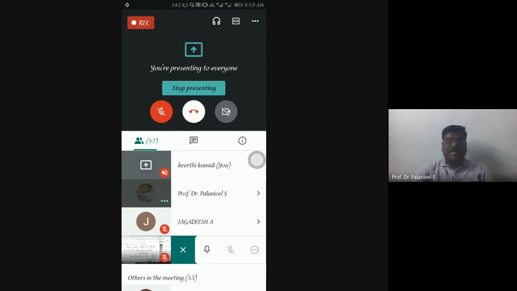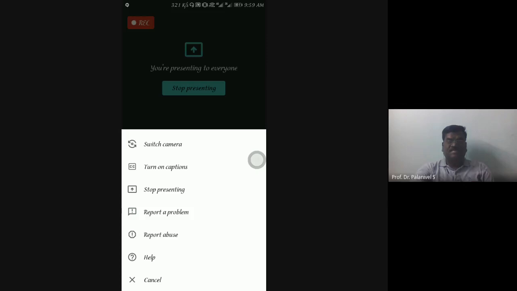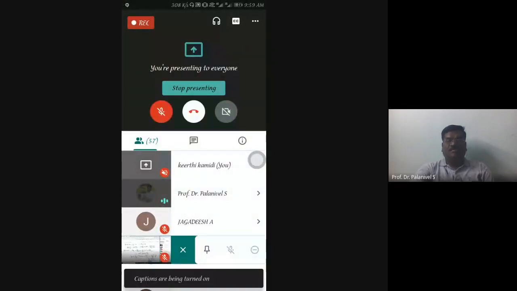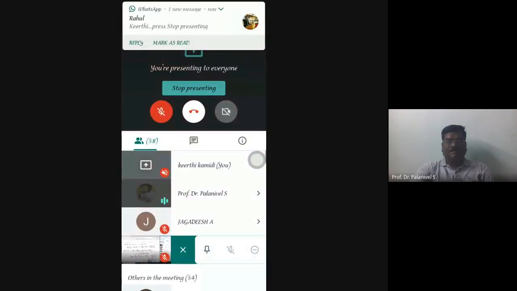Similarly, the deflection at the free end, y suffix B, is equal to 1 by EI into this one. In this equation substitute x is equal to L. So you are getting WL cube by 3EI. So this you should not forget.